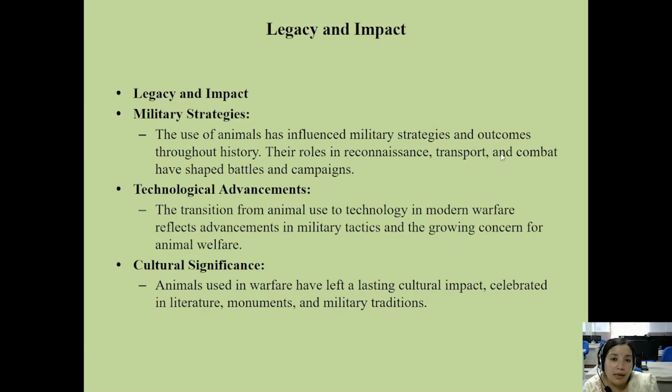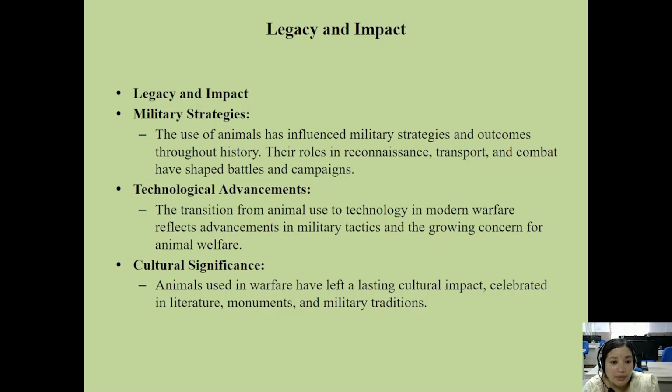Then the legacy and impact of the use of animals in warfare. Military strategies: the use of animals has influenced military strategies and outcomes. Throughout history, their roles in reconnaissance, transport, and combat have shaped battles and campaigns.